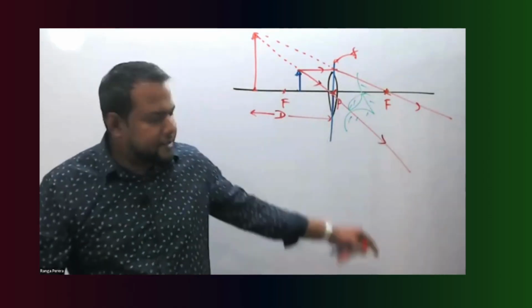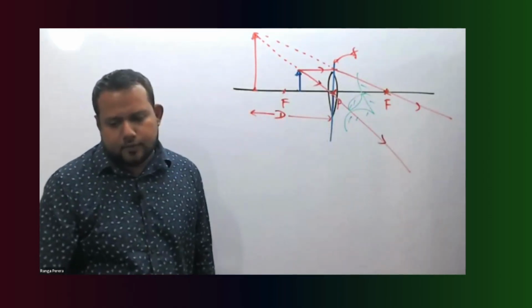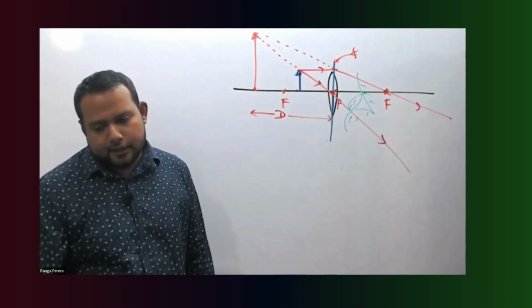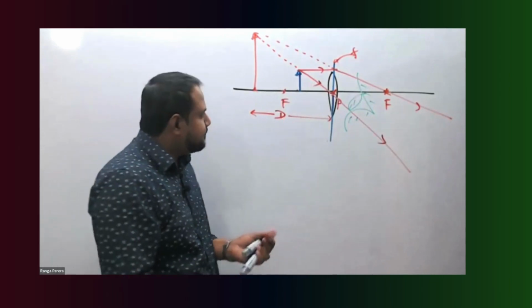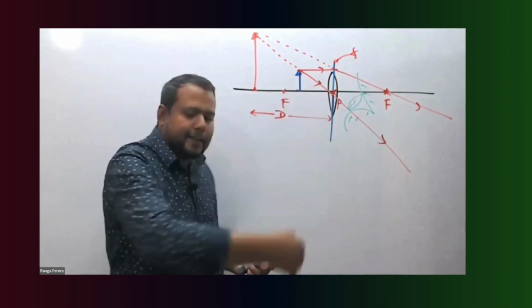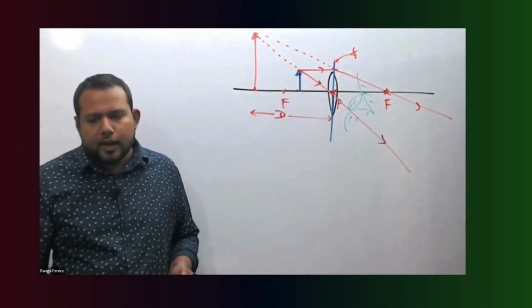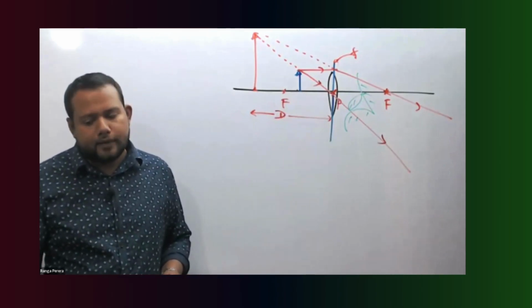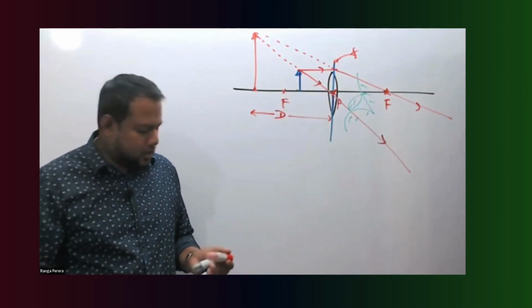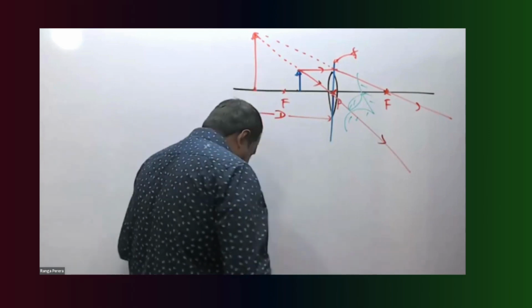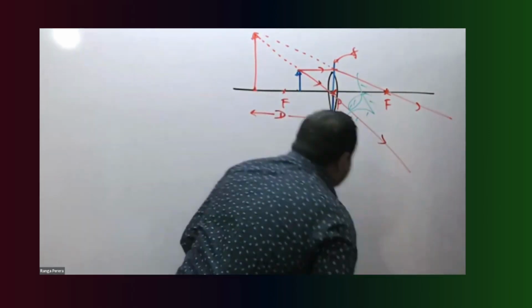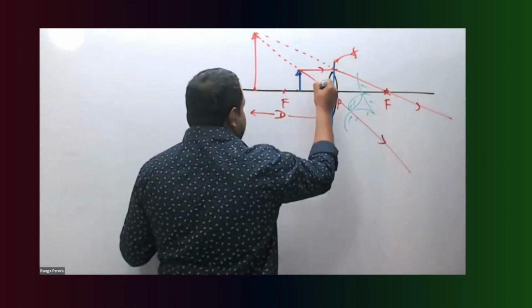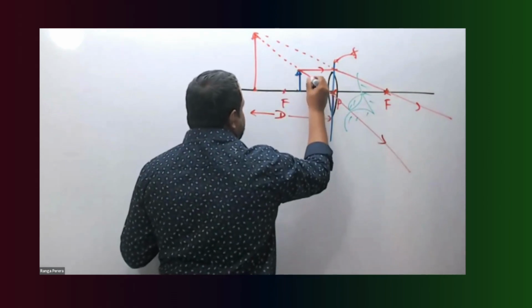Understood? So this is the final image location, the least distance of distinct vision. Here in the exam also they will ask you to derive the equation for the angular magnification. I'm trying to derive it. Here we take this angle as beta.